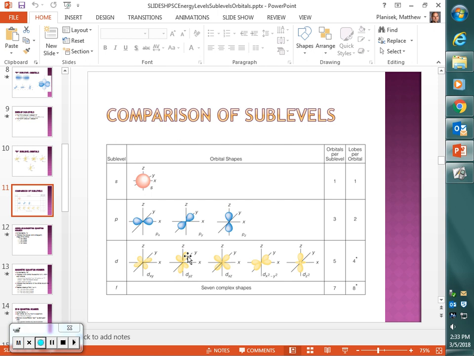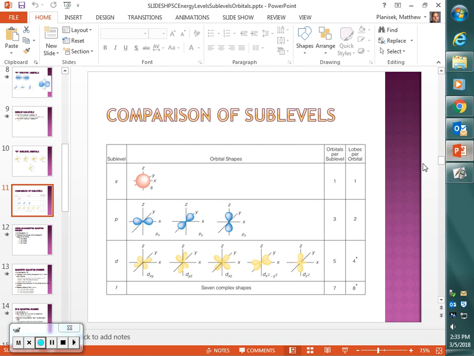All right? How many p orbitals are there in each level? 3. So how many possible values do we have to have for the magnetic quantum number? 3, to distinguish these 3 from each other. How many possible d orbitals are there? 5. So how many magnetic quantum numbers do we have to have? 5. We have 5, so we distinguish all 5 of them from each other. Okay? Good so far? All right.